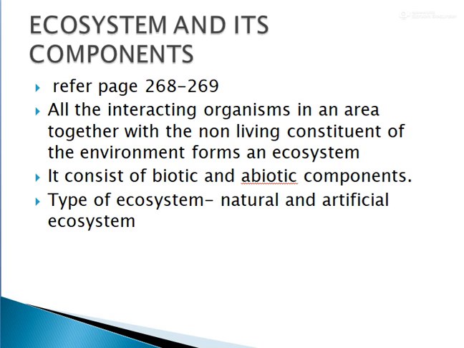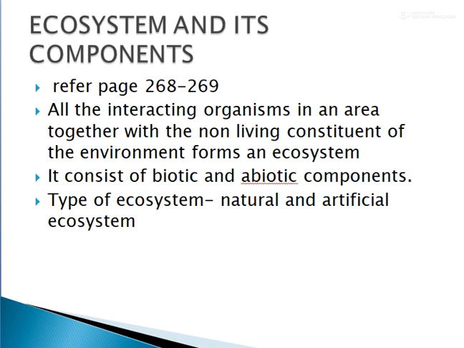Students, we will first be discussing the ecosystem and its components. You can refer to your book page numbers 268 and 269. Okay, let us learn what an ecosystem is. It is interacting organisms in an area together with the non-living constituents of the environment that form an ecosystem. As the name suggests, ecosystem means interacting associations between living things and non-living things.